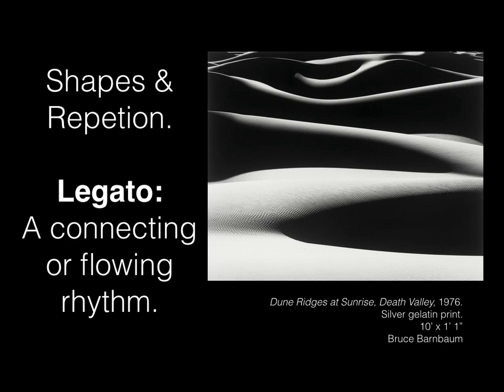Shapes and repetition. So this is an example of a representational or objective rhythm. We can see that these are dunes. This piece is called Dune Ridges at Sunrise, Death Valley. It's a photograph by Bruce Brownham. This is an example of legato, a connecting or flowing rhythm. These dunes are all one piece and they seem to flow together. I can connect them and roll them back and forth in my mind, and they're receding into the background but all connected as one. So there's definitely a flowing, really peaceful feeling to them.